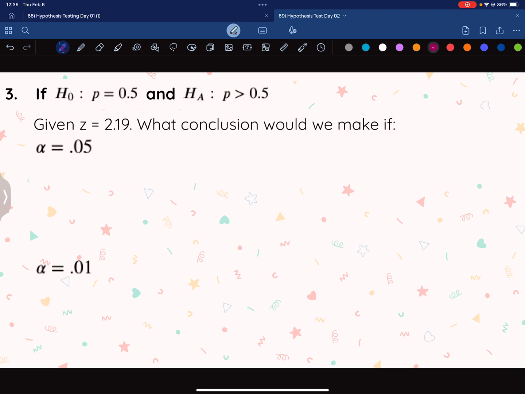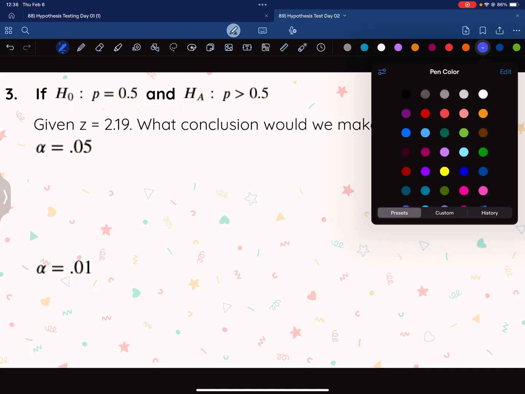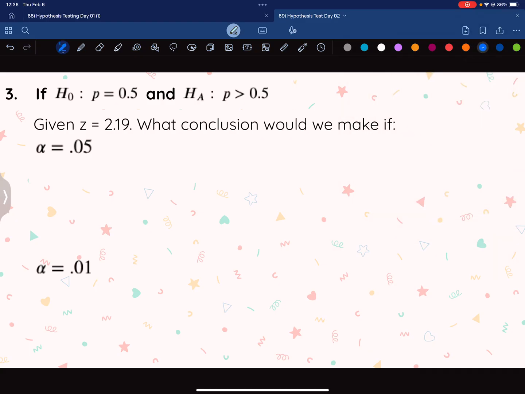All right, so in this next one, if my null hypothesis is p equals 0.5 and the alternative is p greater than 0.5, given z equals 2.19, what conclusions could we make? Never forget that what this is at the end of the day is still your norm CDF. You don't want to get too comfortable with the fact that your calculator can do all of your hypothesis testing for you, because you still want to know where it comes from. So I come right back to our norm CDF.